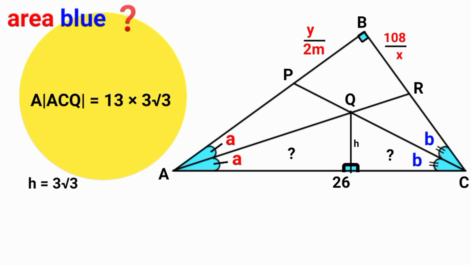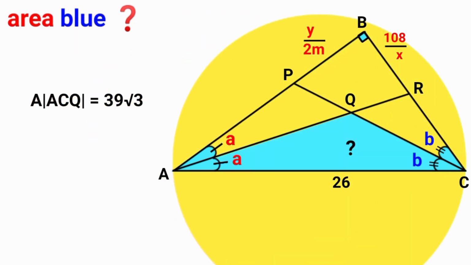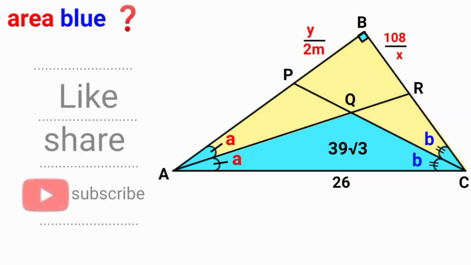Substitute it here. Now the area of triangle ACQ equals 13 times 3 root 3, which is 39 root 3. So the area of triangle ACQ, which is the blue area we are asked to calculate, is 39 root 3 square units.